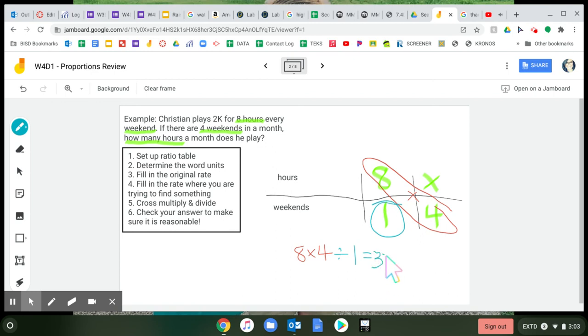And the last thing I want to do is to check to make sure that that is reasonable. So if I come up here and say x equals 32, on 1 weekend we play 8 hours, 4 weekends we play for 32 hours, that does make sense. That is reasonable to our problem. So we can determine that that is the correct answer. And I'm going to go ahead and just circle that just to show y'all.